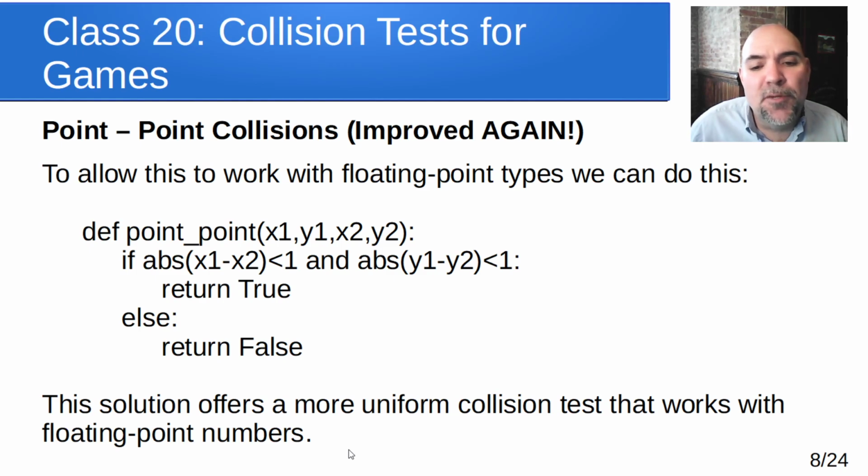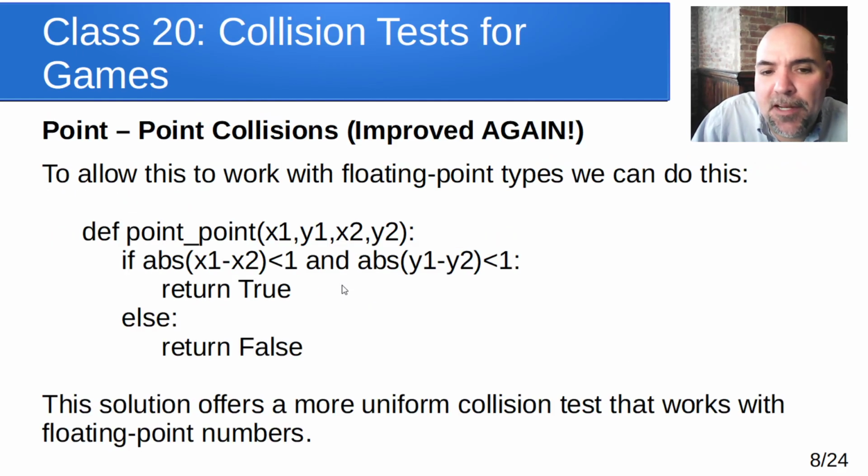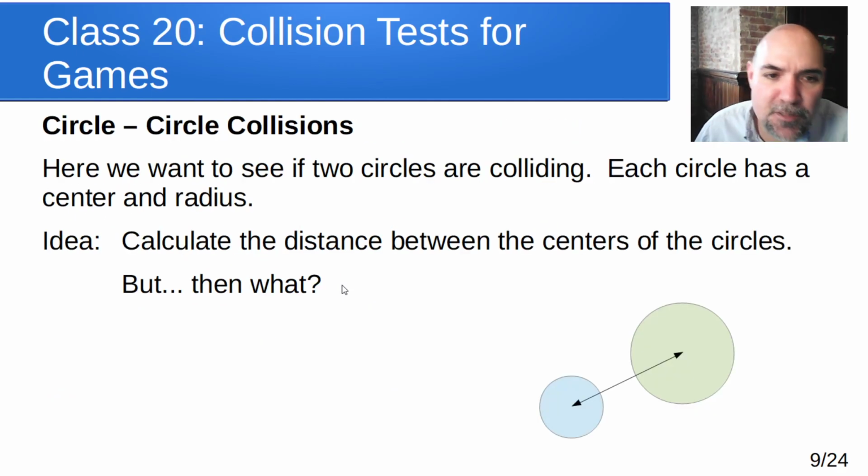Now that solution offers a much more uniform collision test. It's still very quick. It only has subtraction and a comparison in it. We're not doing any complicated math, and it'll still work with floating point values. And so that's actually a pretty good one for points. Now, we will see another way to do this in a second after we talk about circles, but let's move on to circles. So circle to circle collision.